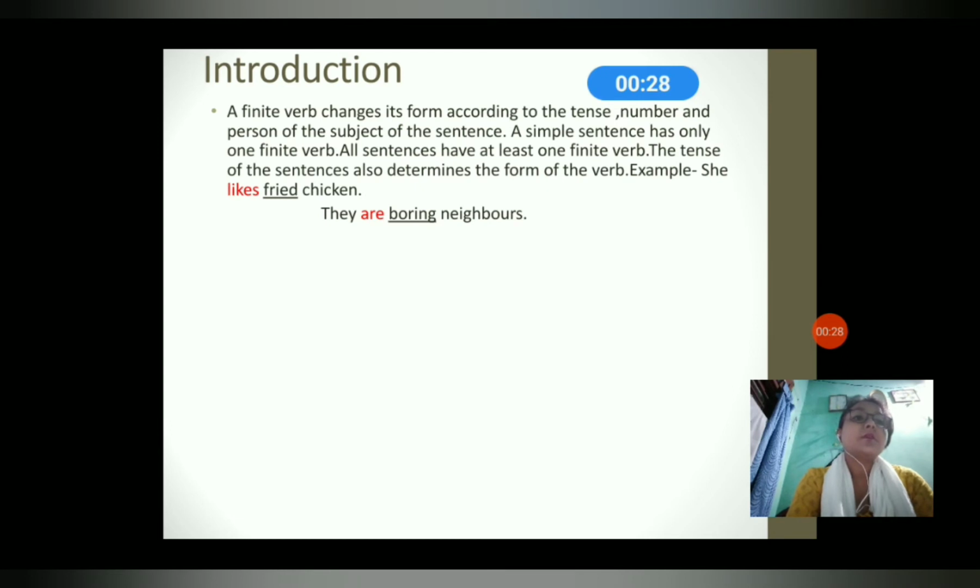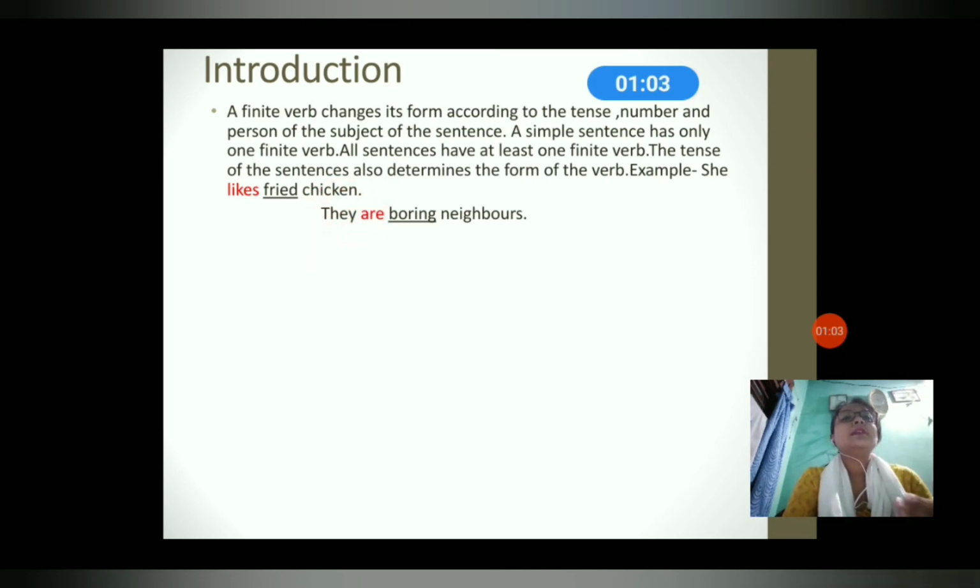Finite verbs change their form according to the tense or the number or the person of the subject of the sentence. For example, she likes fried chicken. So likes is in complete agreement with the third person singular, that is she. Similarly, you can see they are boring neighbors. Are is the finite verb and it is in agreement with the plural subject, that is they.